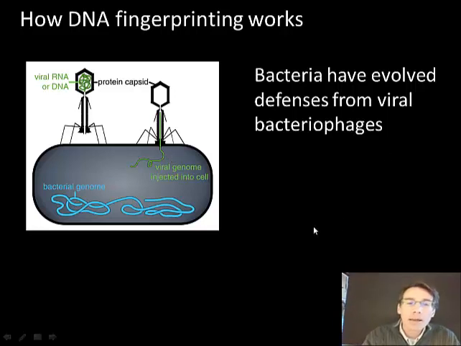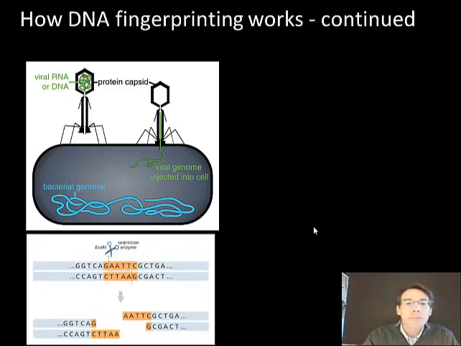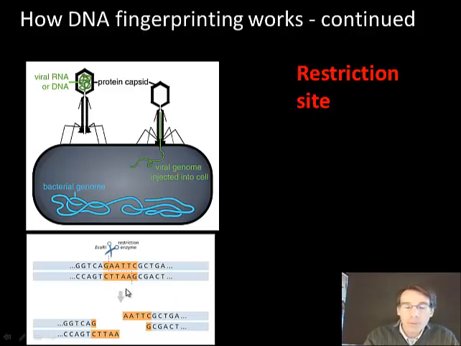However, over evolutionary time, bacteria evolved defenses against this. And one of the things they've evolved is this ability to recognize that foreign DNA. So you can see that here we have GAATTC, that area of the viral DNA. And anywhere a bacterium sees that sequence of nucleotides, that genetic information can be cut. We call those target areas, where the bacterium is going to attack that foreign DNA, restriction sites.